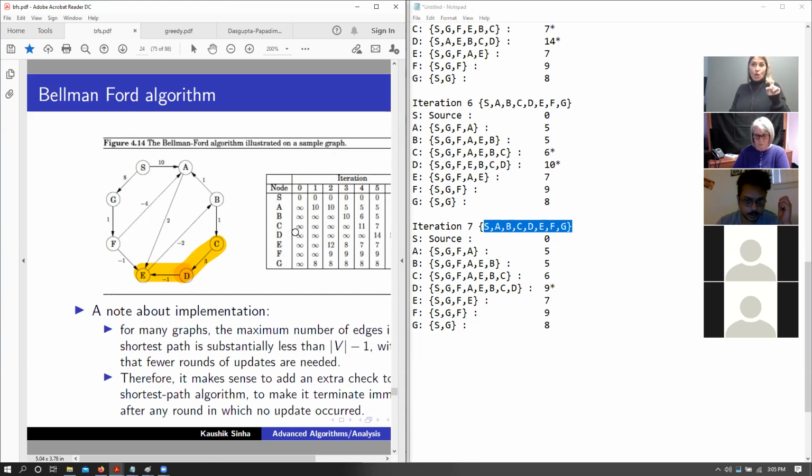Questions about Bellman-Ford? Does that make sense as to how we progress in this algorithm? So are you only updating the new paths that you find each time?